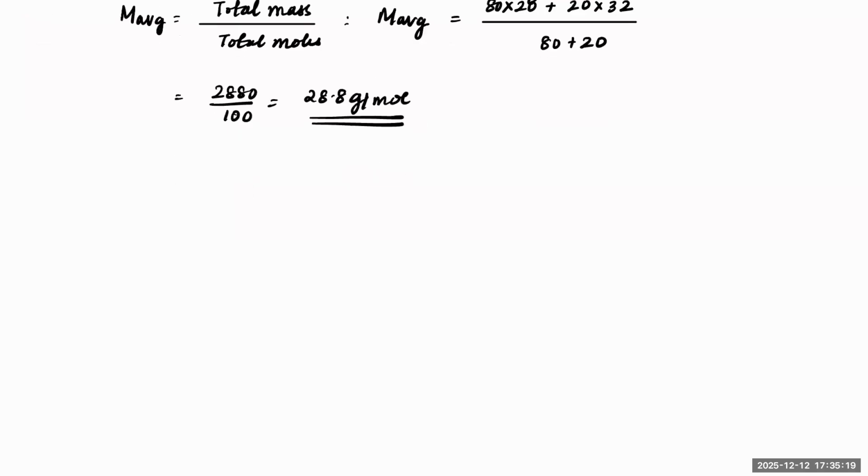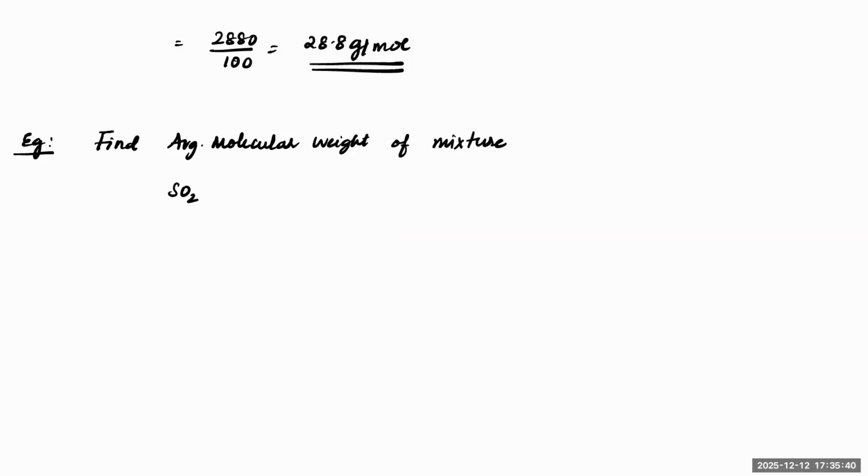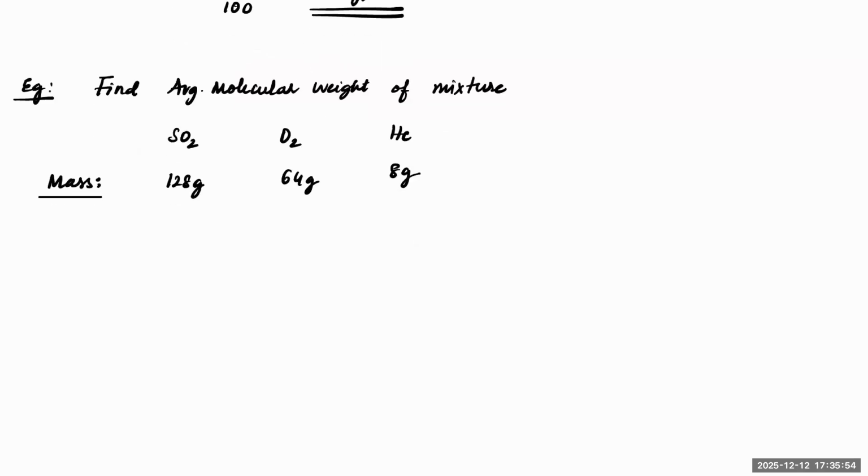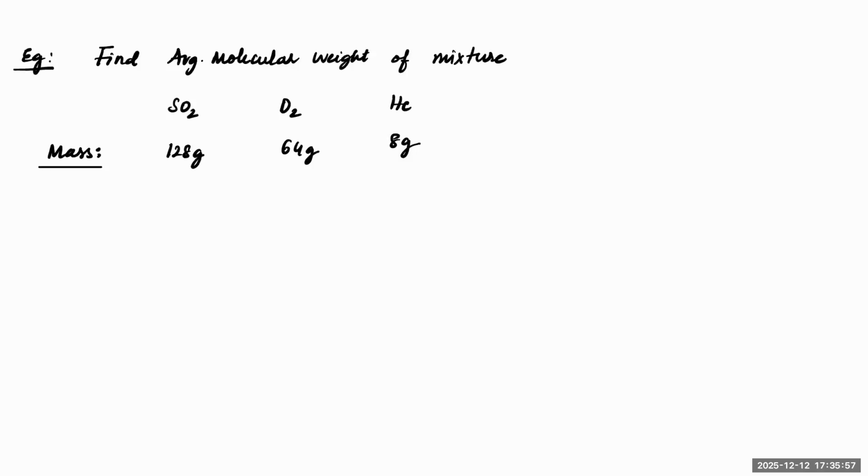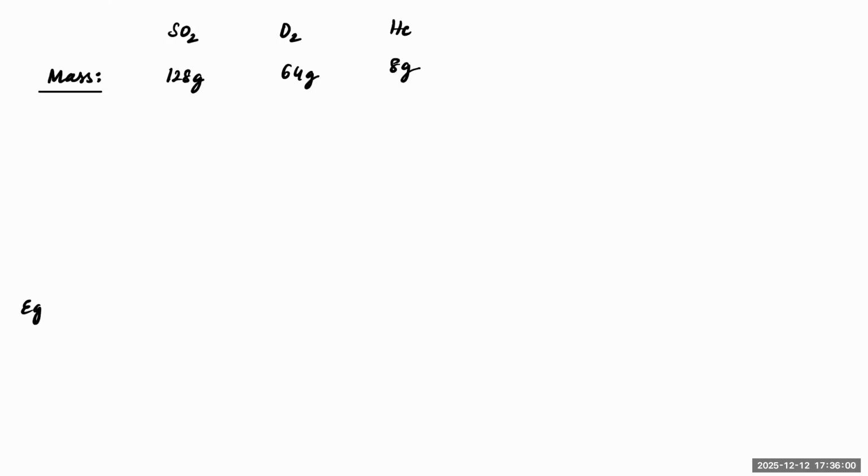Right. I'll give you one more example for you. Please do this one. Find average molecular weight of mixture having SO2, O2 and helium. This is 128 grams given, 64 grams given, 8 grams given. This is the mass given. Directly mass formula is given, so you can calculate from there. Okay. So start working on it.